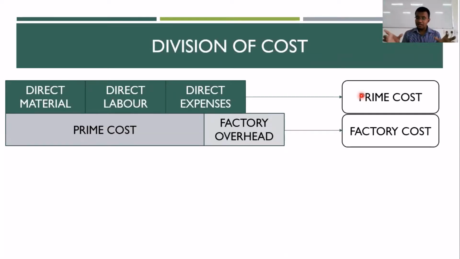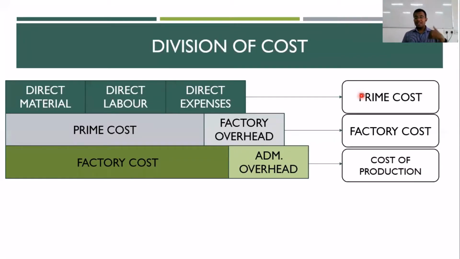So these three examples I touched upon, the grease, the compensation you pay to your supervisor, and the telephone bill, are all incurred at the factory level. You add all this together, and you get your factory overhead. That factory overhead, if you sum it up with your prime cost, gives you your factory cost. Then to factory cost, if you add your administration overhead, you will get your cost of production.